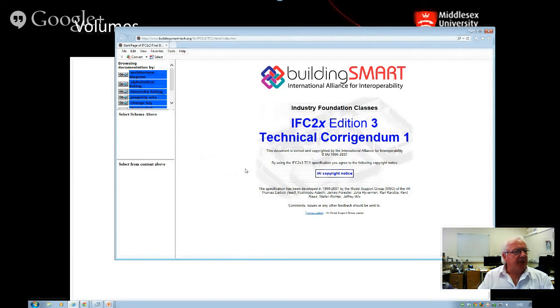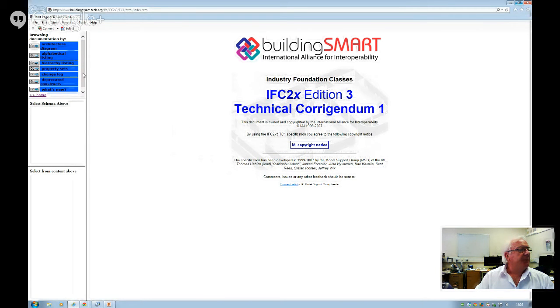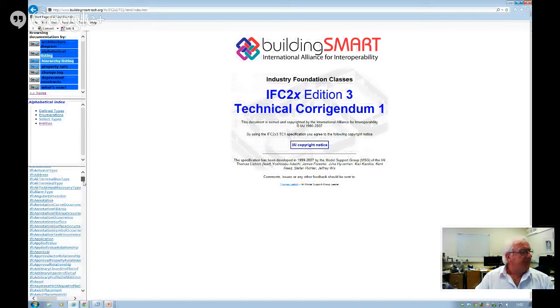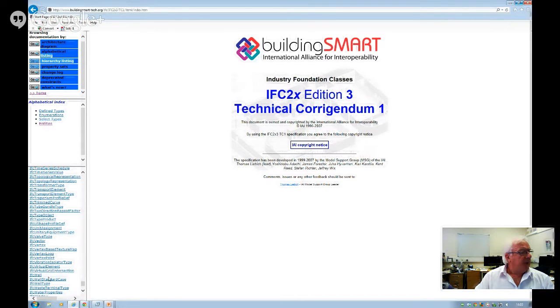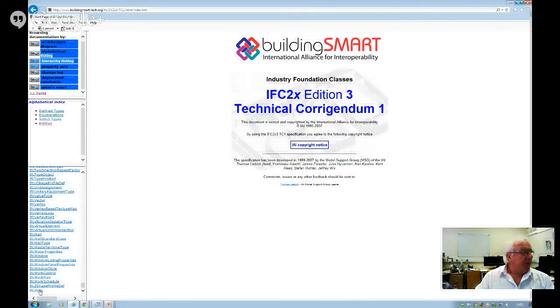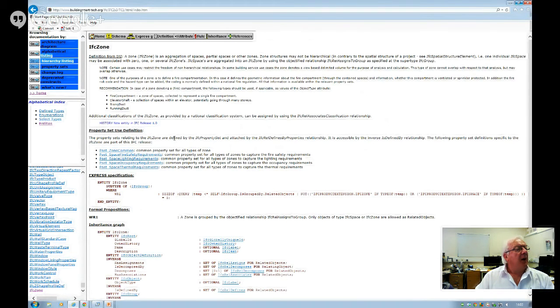Okay, so here I am actually going to the real, complete version of the buildingSMART IFCs. And if we go to the defined entities, you will see that there is no IFC volume. It is actually used simply as a word in the explanations, that's all. But you will see an IFC zone, and even that, I'm a little bit ashamed to say, I think is slightly perplexing.